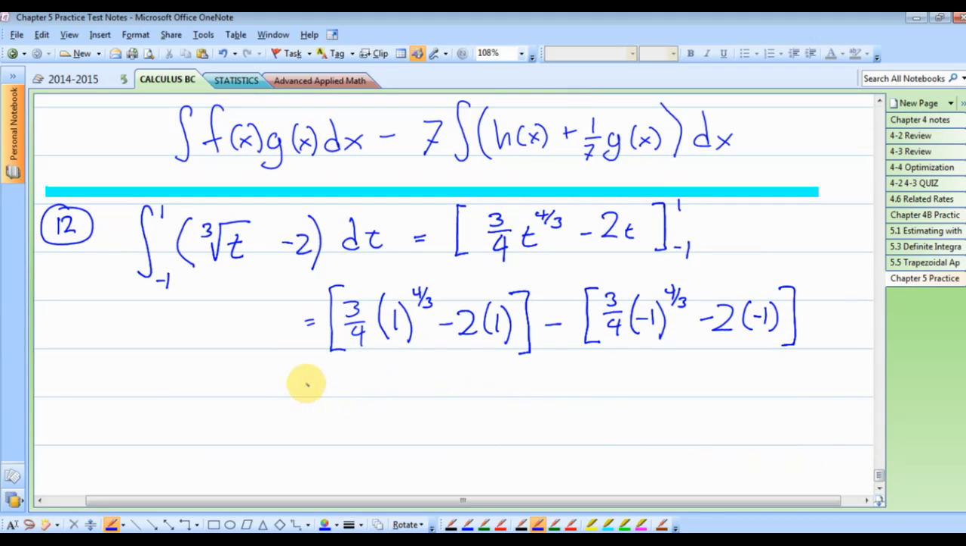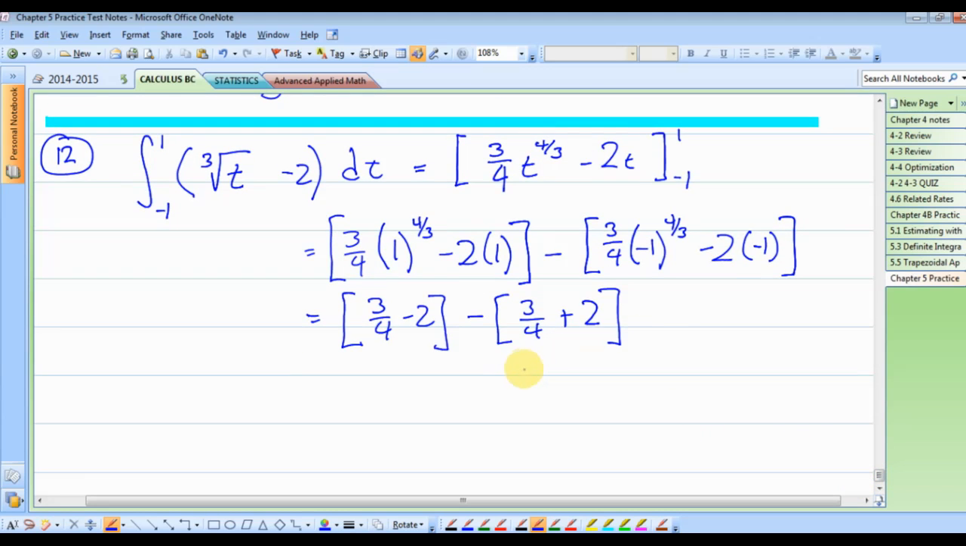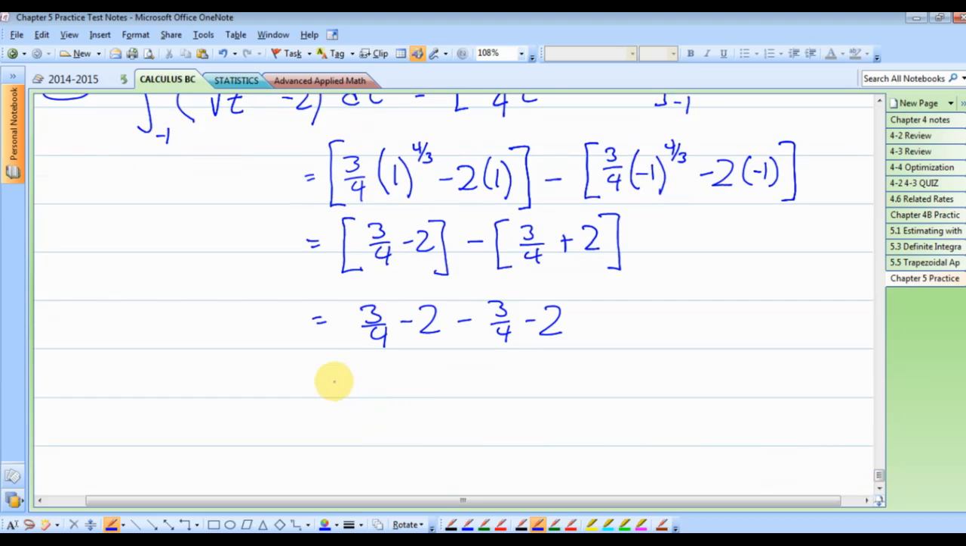Let's do this. 3/4 minus 2 minus 3/4 plus 2. Okay, that is 3/4 minus 2 minus 3/4 minus 2. Oh, look, it's negative 4. Negative 4.